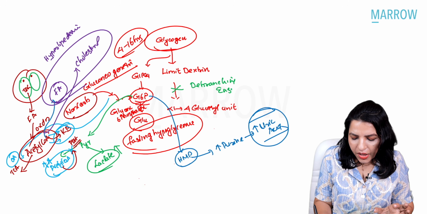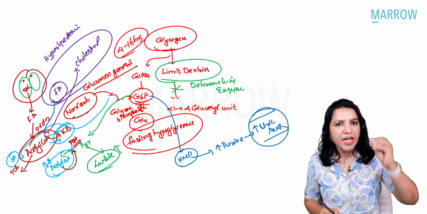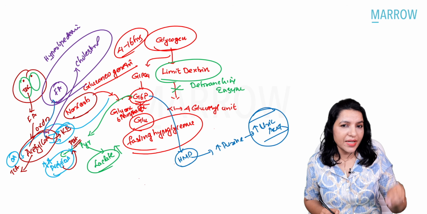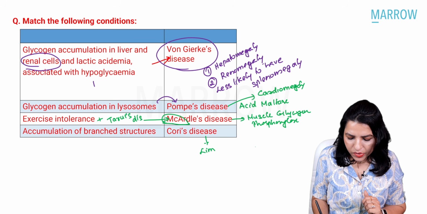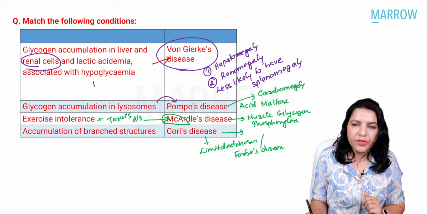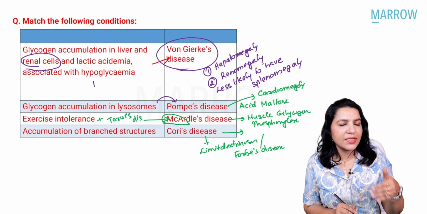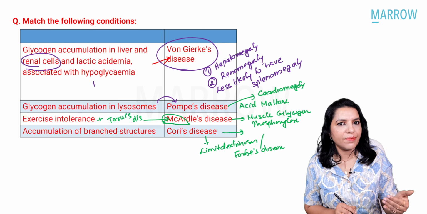If there is a defect in this debranching enzyme, then an abnormal glycogen which has lots of branches will accumulate, and that abnormal glycogen is called limit dextrin. So, that is why this disorder is also called limit dextrinosis. One more name is there, it is also called Forbes disease. So, where is the enzyme defect? It is in the debranching enzyme, and you all know about ABCD, right? Andersen disease is a defect in the branching enzyme, and Cori's disease is a defect in the debranching enzyme.